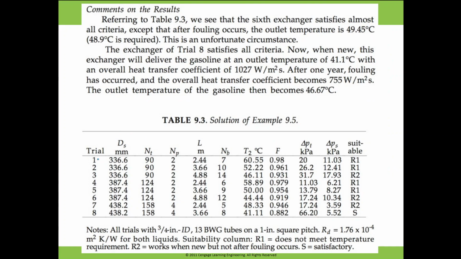So, we selected this as our shell diameter, and we chose the number of tubes as 90 and the number of passes as 2, and the length we selected this, and the number of baffles is this. Then what is the next step? The next step is to calculate the flow area for the tube side, the flow velocity, the Reynolds number, the Nusselt number, and the heat transfer coefficient. Because we have all the geometrical parameters and the flow rate, once we have all these things, the design problem becomes an analysis problem.